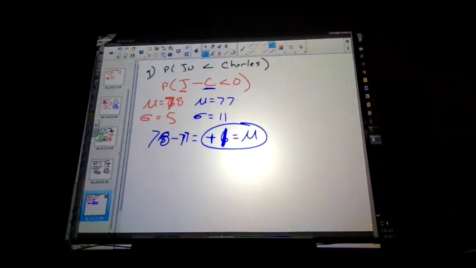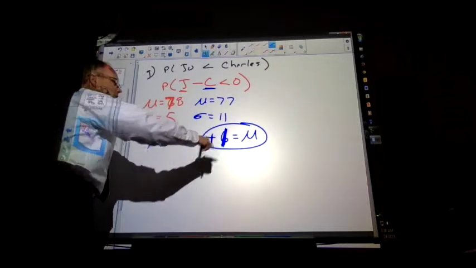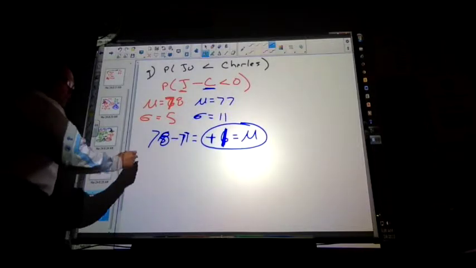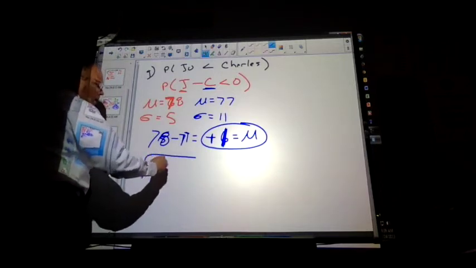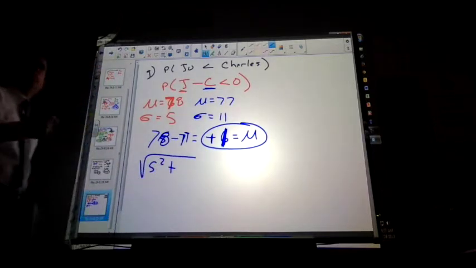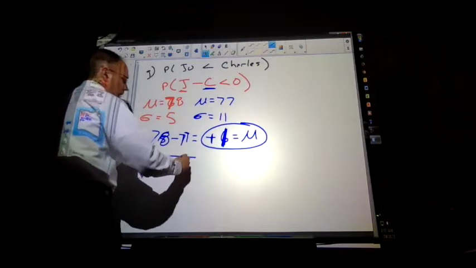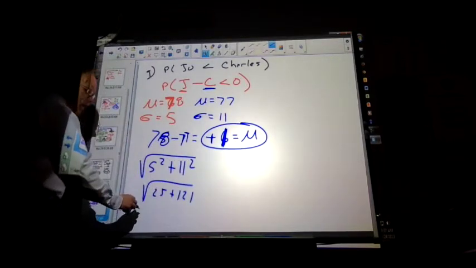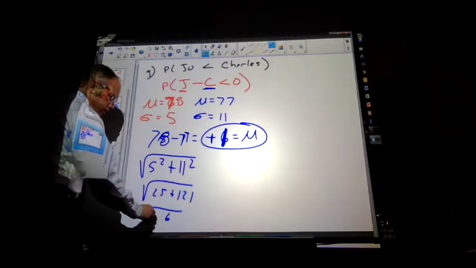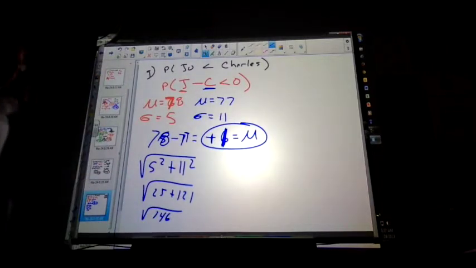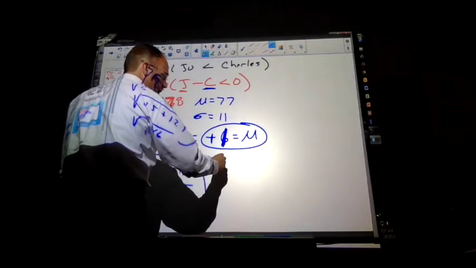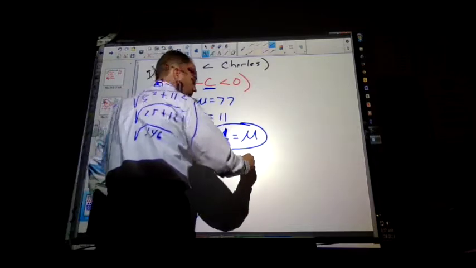All right, so 78 minus 77 gives me a positive 1. That's my combined new average. Standard deviation is still going to be 5 squared. It's still going to be a plus sign. We don't subtract them. 11 squared. 25 and 121 is, what is the square root of 146?